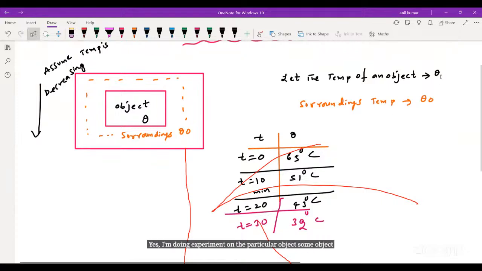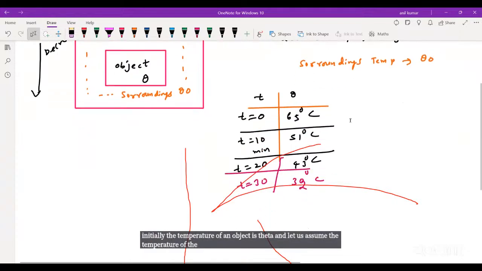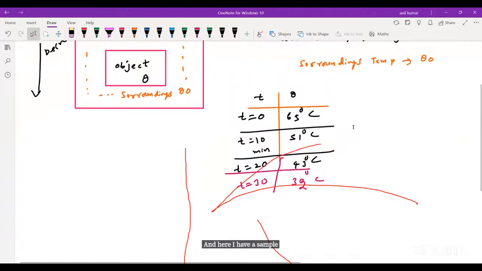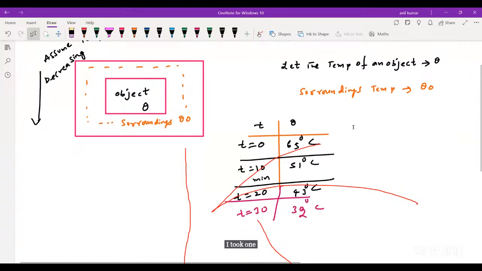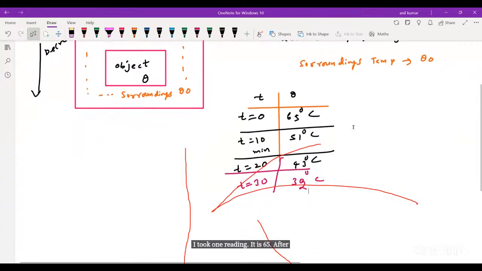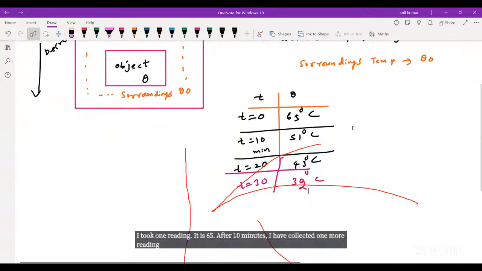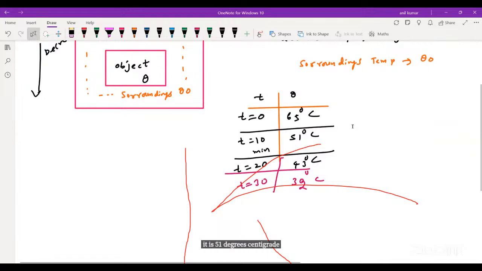Initially, the temperature of the object is theta, and let us assume the temperature of the surroundings is theta naught. Here I have collected a few samples. Initially, I took one reading, it is 65. After 10 minutes, I collected one more reading, it is 51 degrees centigrade. Slowly, I observed the temperature of the body is decreasing, and I have collected 4 samples.